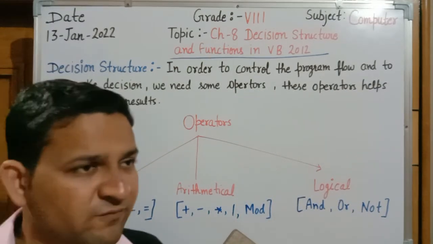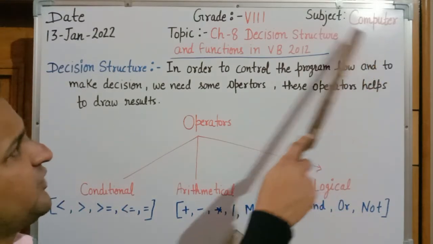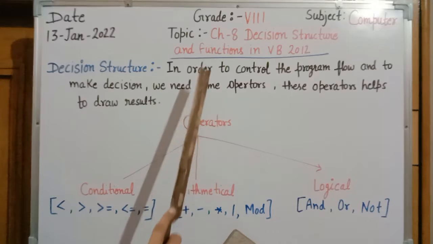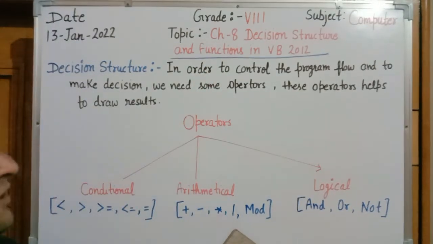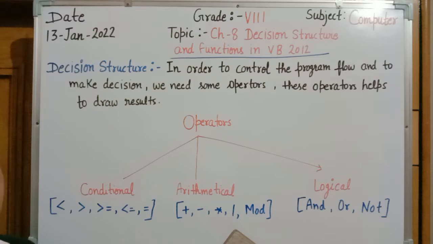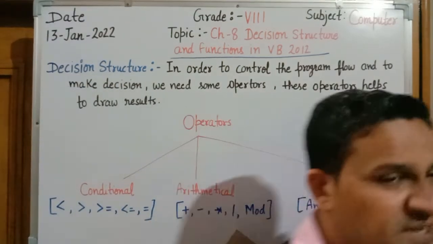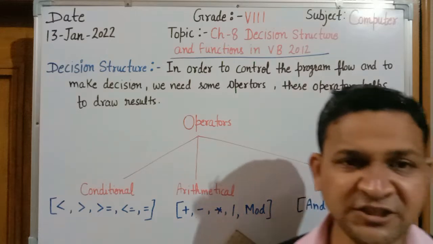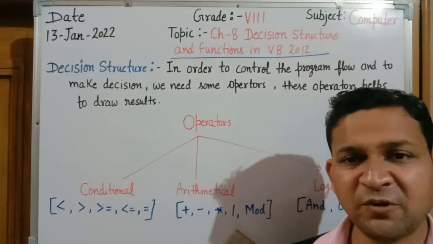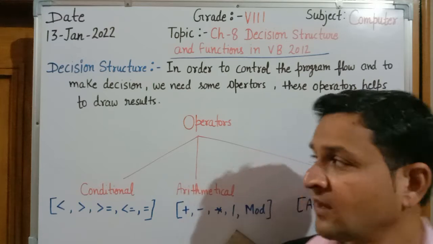From today's session, we are going to start with the computer subject for 8th grade. In today's session, we are continuing with chapter 8, that is Decision Structure and Functions in Visual Basic 2012. As the name suggests, what do we mean by decision structure? Decision structure means that it will help to take decisions for a program.